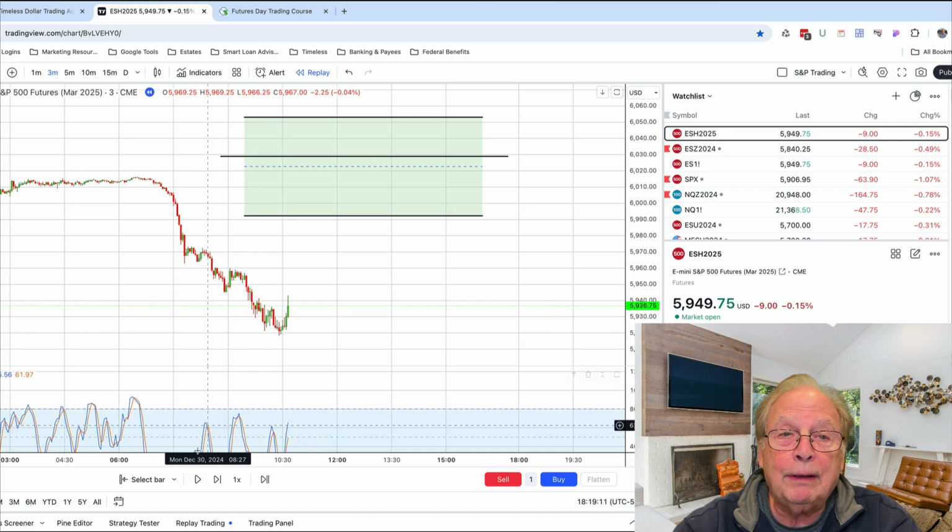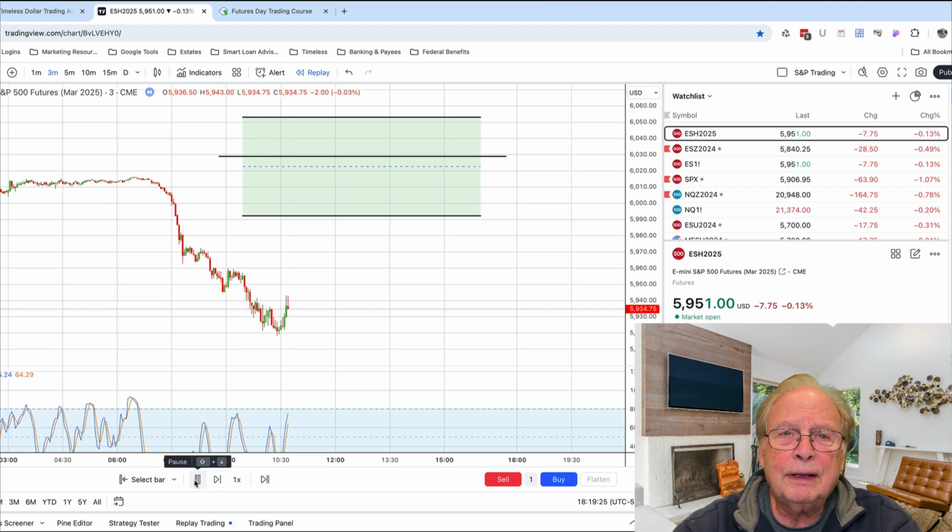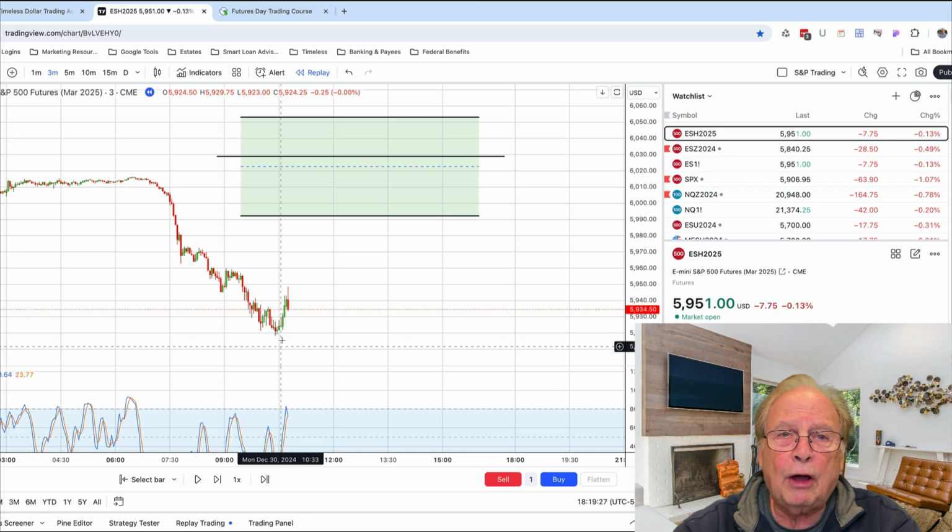So right over here, and I stopped it, prices have started to move up from the intraday low at 59.19. Okay, so I'm going to wait a little bit longer. Okay, I'm going to go a little bit further to see if this low gets tested.